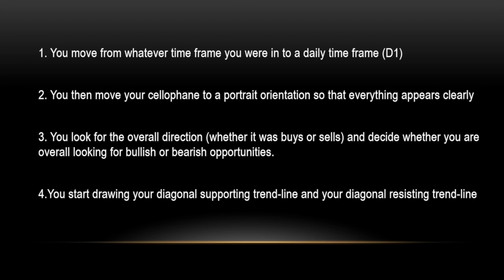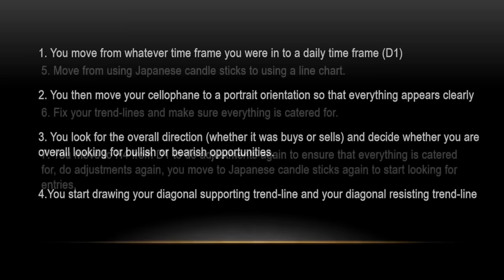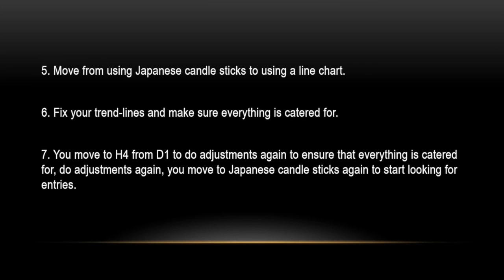The third step that you then follow, you look for an overall direction. Remember, you're now in portrait orientation. You look for an overall direction, whether it is the buys or the sells. You then decide whether you are looking for bullish or bearish opportunities. Number four, you start drawing your diagonal supporting trend line and your diagonal resisting trend line. And then the fifth step, you move from using Japanese candlesticks to using a line chart. Number six, you fix your trend lines and make sure that everything is catered for.